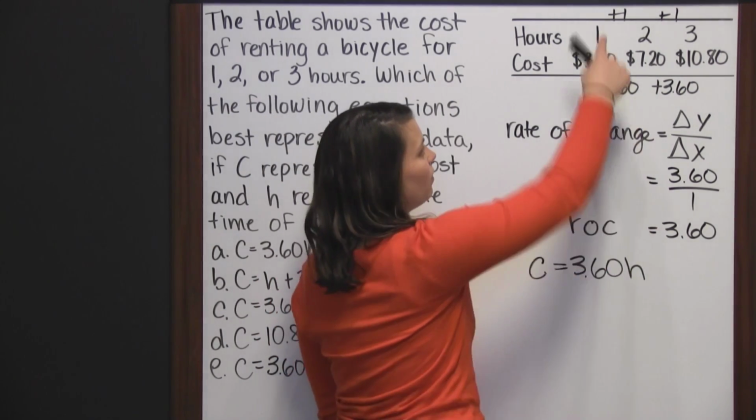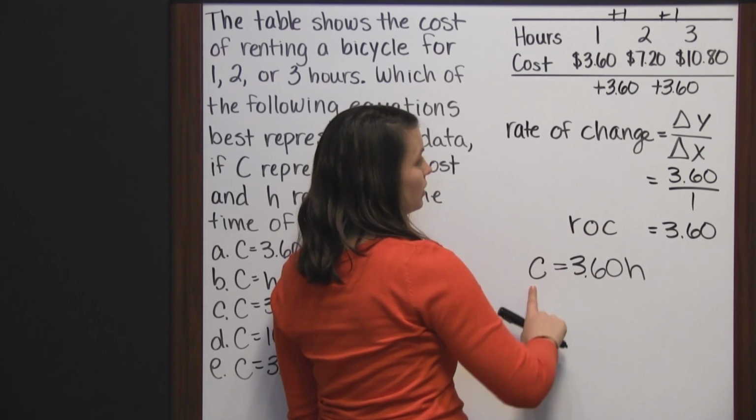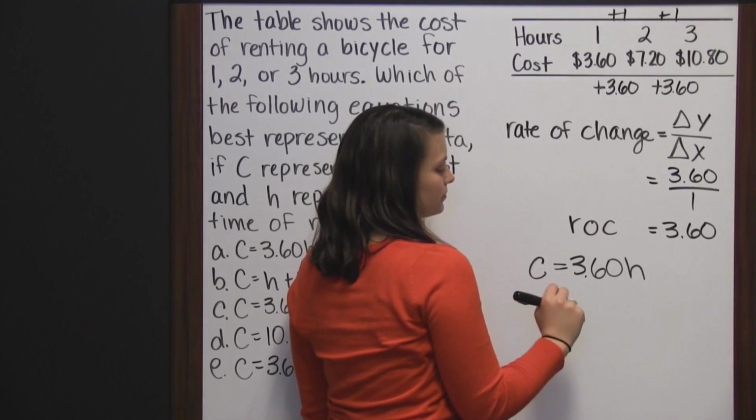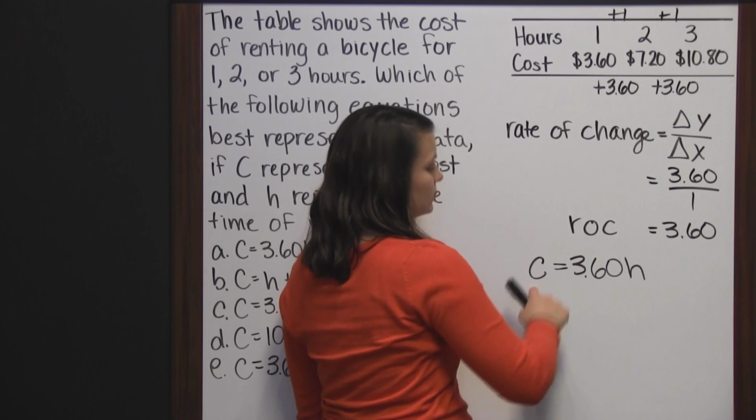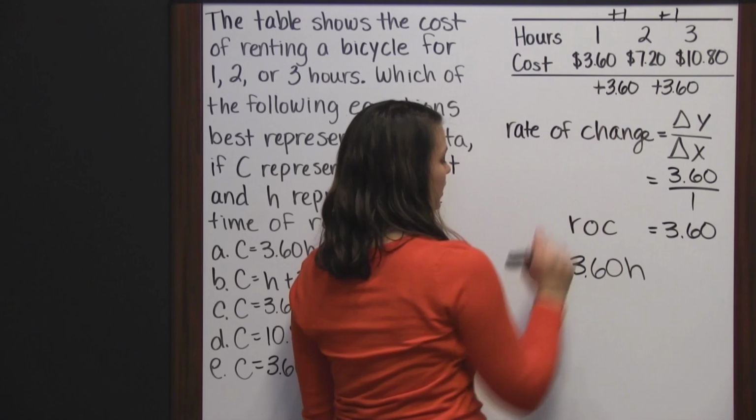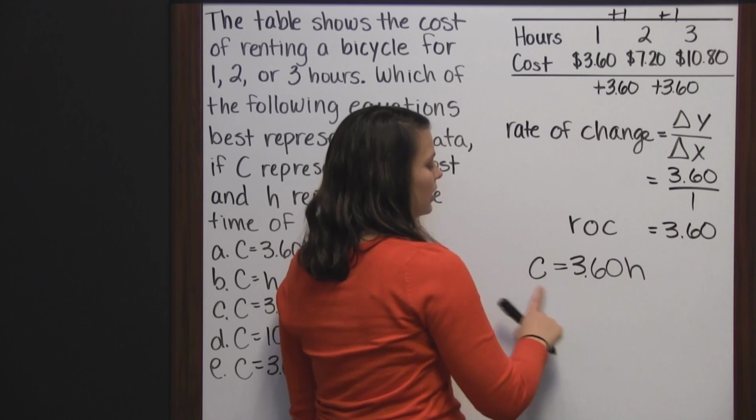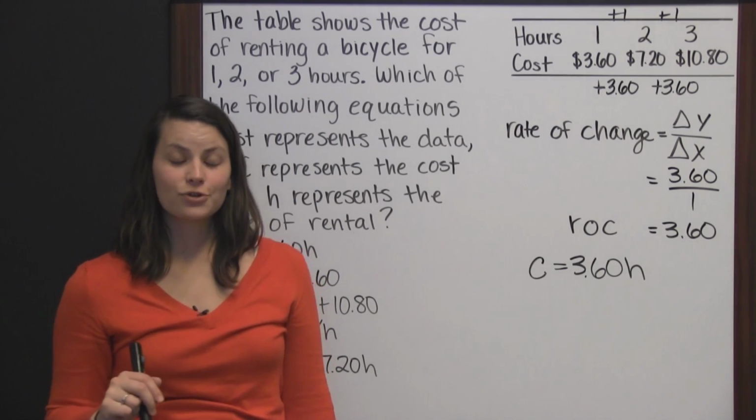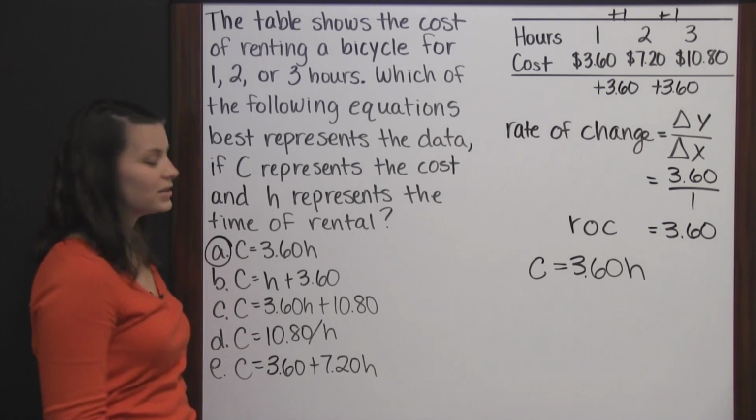So let's replace h with 1. $3.60 times 1 is $3.60. Try it with 2. $3.60 times 2 is $7.20. Finally, 3. $3.60 times 3 is $10.80. So that verifies that our function rule works for this situation and is correct. So answer A.